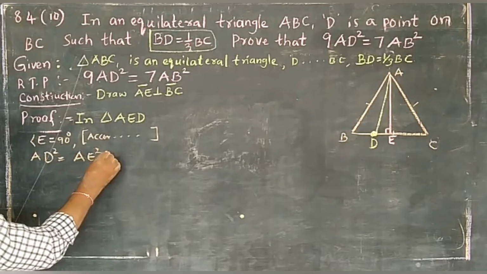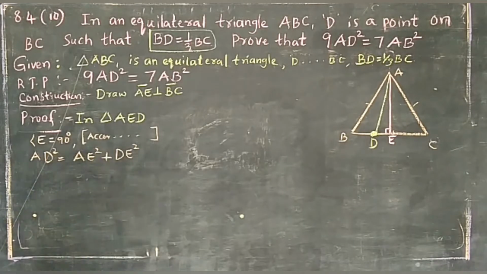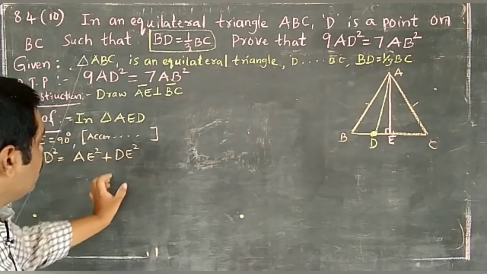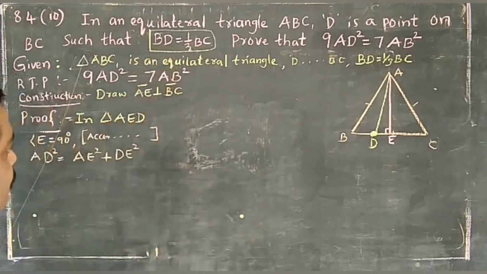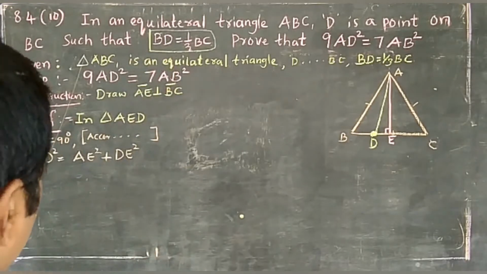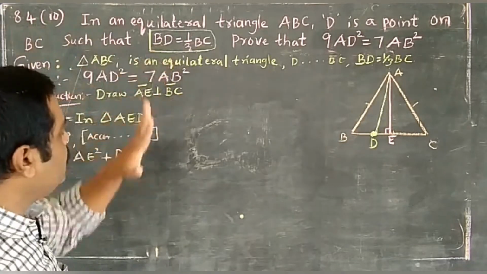AE square plus DE square. Okay, Nana, we reached here. Next, what should we do? Slowly, this AE term and DE term we have to convert into AD terms. Clear? Already the AD side is there, but these terms we have to convert into AB.